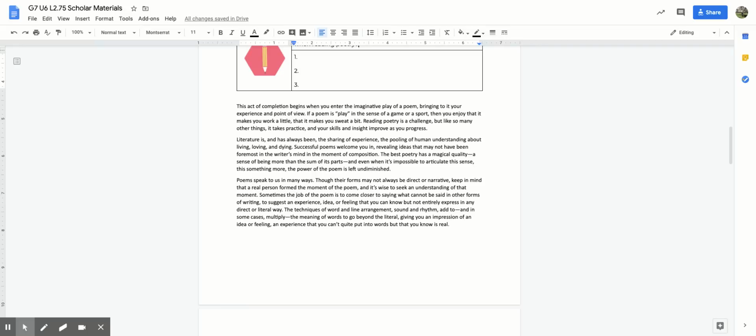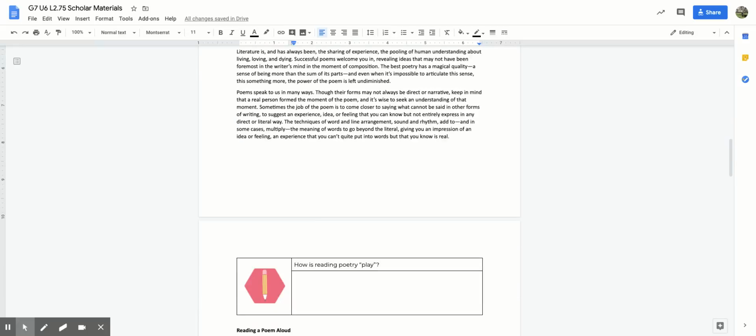Poems speak to us in many ways. Though their forms may not always be direct or narrative, keep in mind that a real person formed the moment of the poem, and it's wise to seek an understanding of that moment. Sometimes the job of the poem is to come closer to saying what cannot be said in other forms of writing, to suggest an experience, idea, or feeling that you can know but not entirely express in any direct or literal way. The techniques of word and line arrangement, sound and rhythm add to, and in some cases multiply, the meaning of words to go beyond the literal, giving you an impression of an idea or feeling, an experience that you can't quite put into words, but that you know is real.